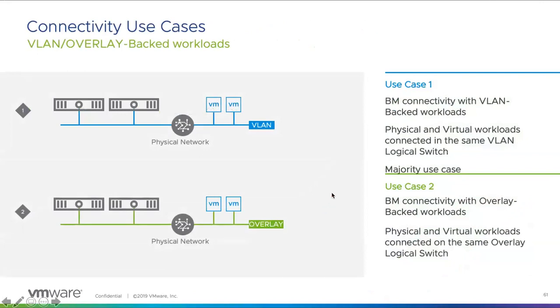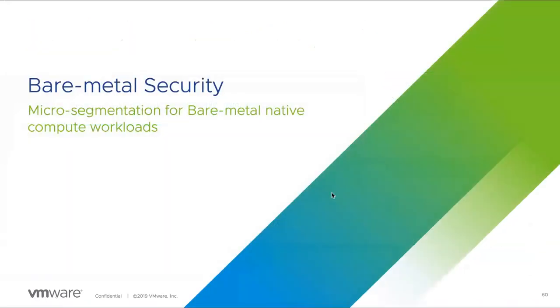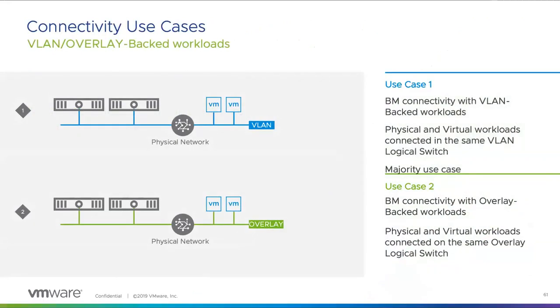All right, this is basically where I wanted to wrap up: bare metal security, microsegmentation for physical-backed workloads. I wanted to get to this because it is one of the key new use cases for NSX-T, the ability to connect into physical VLAN-backed or overlay-backed workloads. Protecting physical workloads outside of the virtualization domain of vSphere is a critical security play. We can do bare metal connectivity with VLAN-backed or overlay-backed workloads in the physical world as well, where they're connected on the same overlay logical switch.